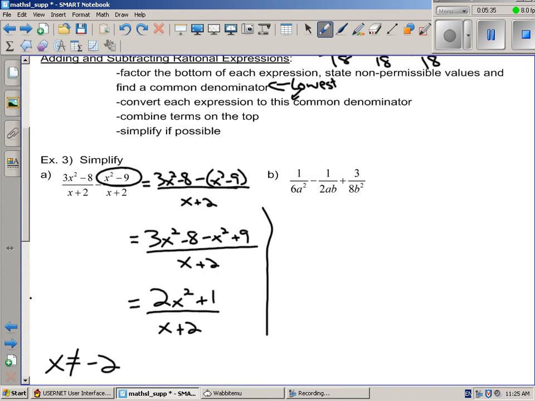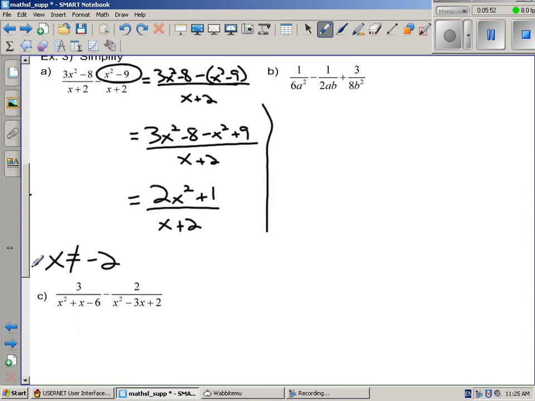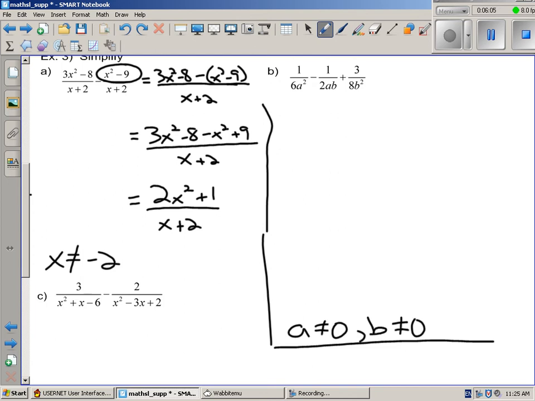All right, in part B, we've got 1 over 6a squared, 1 over 2ab, 3 over 8b squared. So we've got all monomials in this case. First thing we want to do is state the restrictions, or the non-permissible values. So in this case, there's no x, first of all. A is not allowed to be 0, and b is not allowed to be 0. Pretty straightforward.